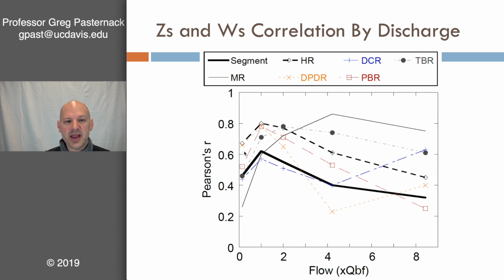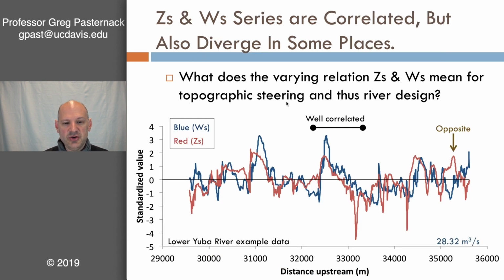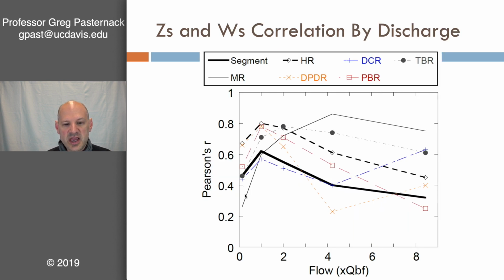Let's look at it another way. In here I just showed you a correlation for one flow that was a Baseflow. So, we can now look at this where the x-axis is how many times bankfull discharge we are, and the y-axis is our correlation coefficient between the bed elevation and the width series. And you can see that, and this is also by reach, but let's just simplify it and look for the segment. We can see that the correlation is at a peak for the segment as a whole at bankfull discharge, in this case, of about 0.6.